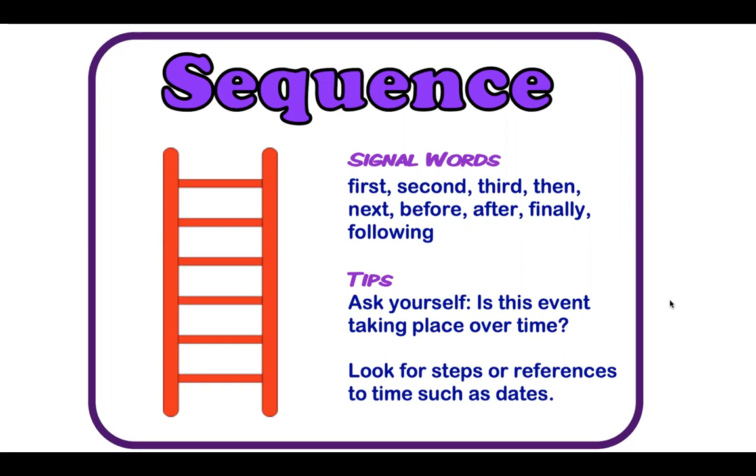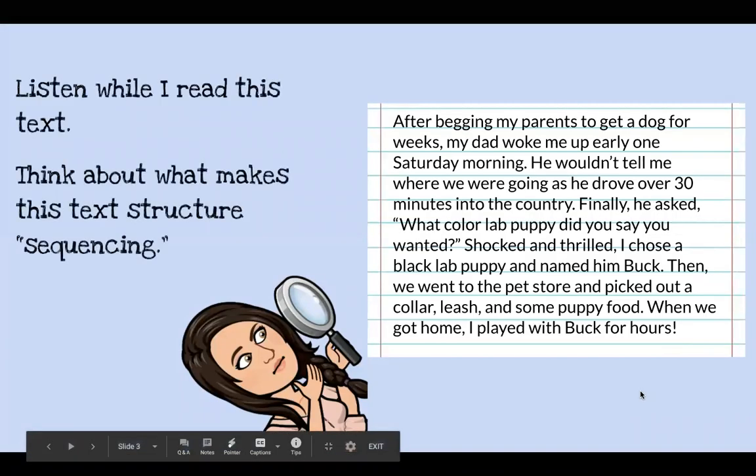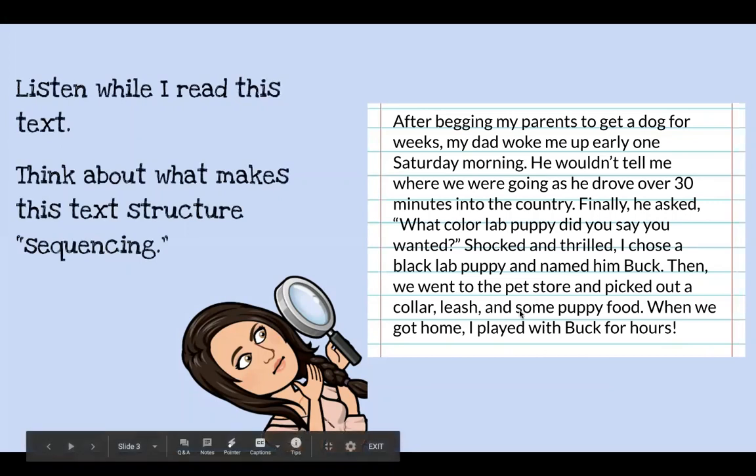So a tip to think about, you should ask yourself, is this event taking place over time? So something happens and then something else happens next. And then after that, something happens. So there's an order to it, chronological order. So you should look for steps or references to time, such as dates. So if there's ever a date or a year, that's definitely also helpful. All right, so let's take a look at this text that is sequencing.